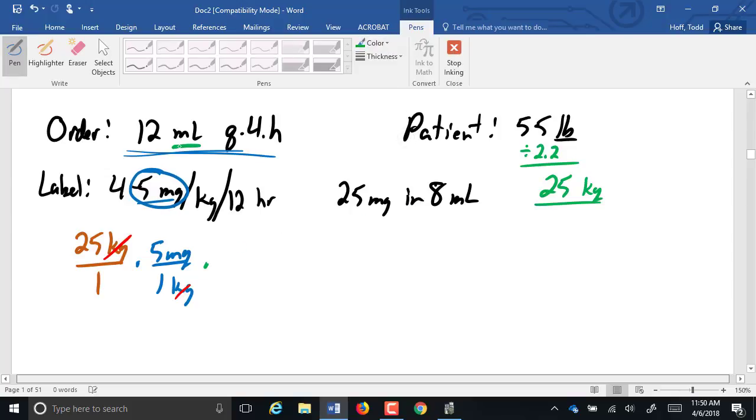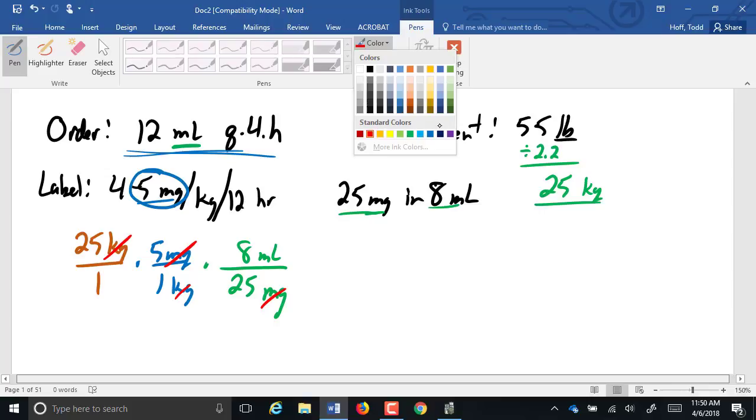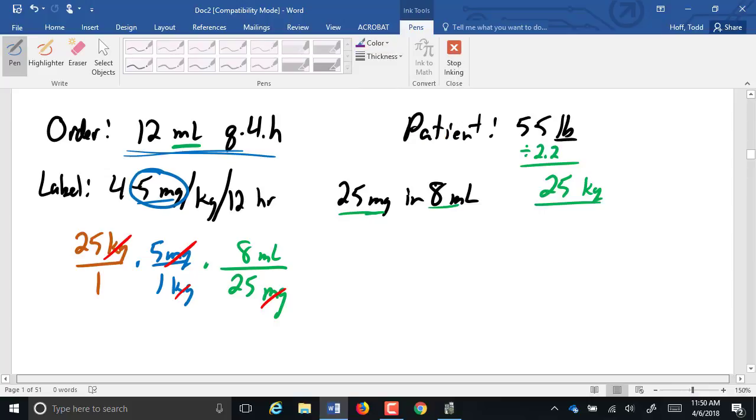And then we have to convert it into milliliters because that's the doctor's order. We have milligrams to go on bottom, 25 milligrams and 8 milliliters. The milligrams cancel out, and now let's just multiply everything up. 25 times 5 times 8 is 1,000 milliliters. On bottom, 1 times 1 times 25 is 25. That divides out to be 40 milliliters, our time frame is per 12 hours.